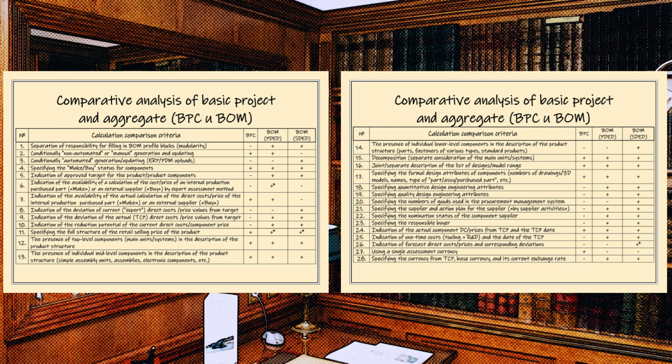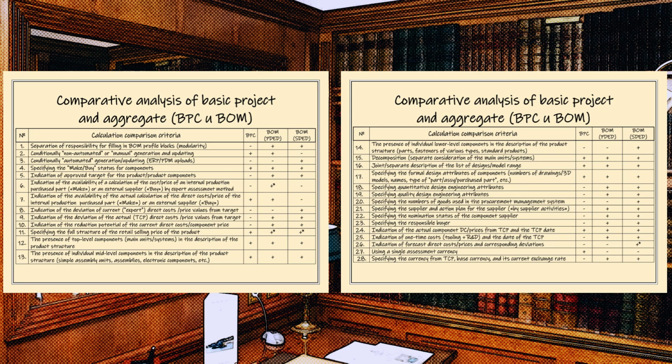Criterion 8. Indication of the deviation of the current expert direct cost price values from the target values. The degree of reliability of deviations of expert calculation using expert assessment techniques, direct cost prices from the target values, is a function of the degree of reliability of expert calculations that were considered in the previous criterion. Criterion 9. Indication of the deviation of the actual, according to the labor code, prices value from the target values.